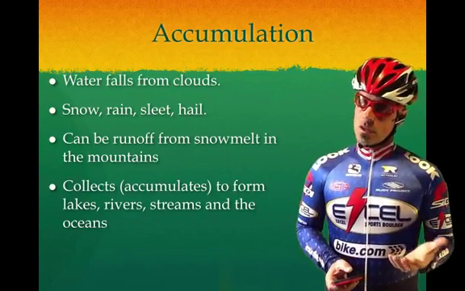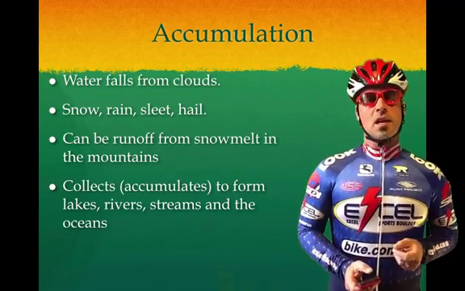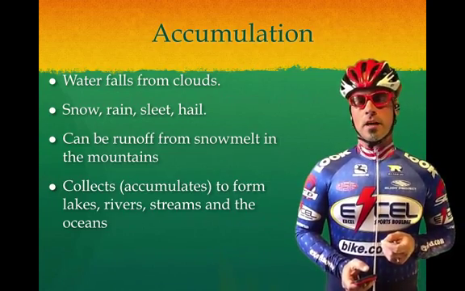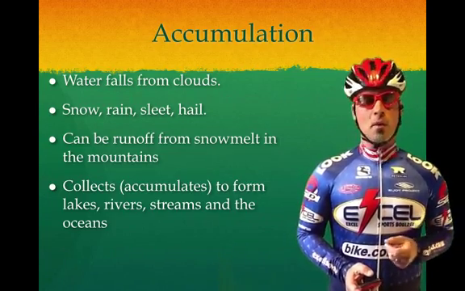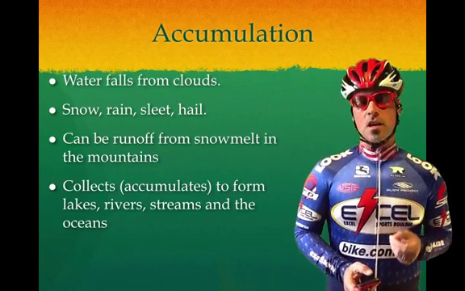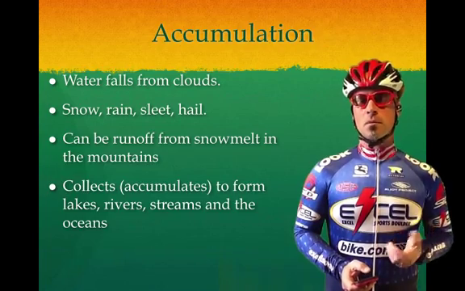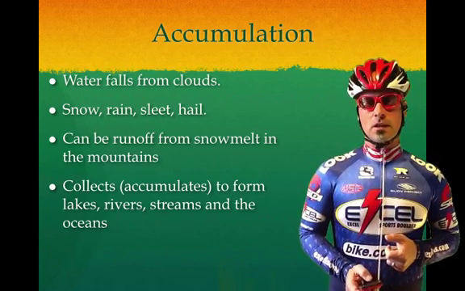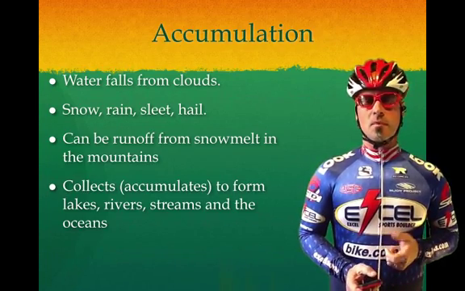which leads to accumulation. The water falls from the clouds in snow, rain, sleet, or hail. It can be runoff from snowmelt in the mountains. What happens then is it collects or accumulates to form lakes, rivers, streams, and the ocean. That's accumulation. Evaporation.